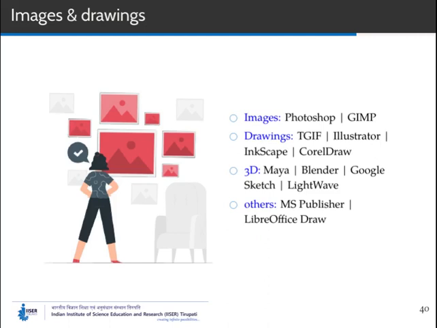But another important software is Google SketchUp, which has been deprecated from publication. I think it may be available in Google Cloud, but it's a potential software, and its old version may be available in the public domain. So it's better to search for that one. Also, using MS Publisher as well as LibreOffice Draw, you could create potential graphics and line drawings. You may try that too.